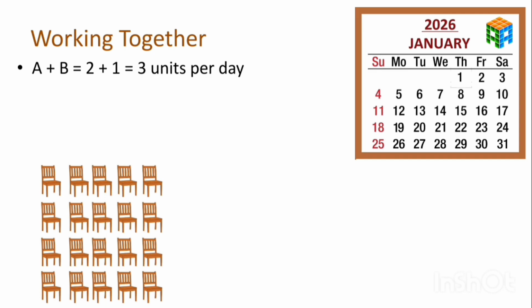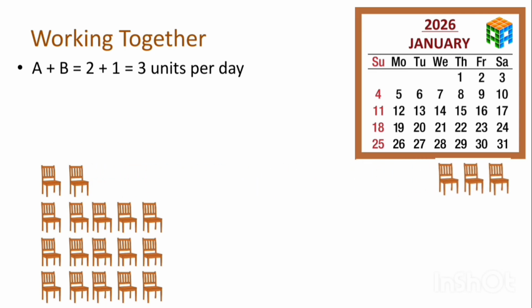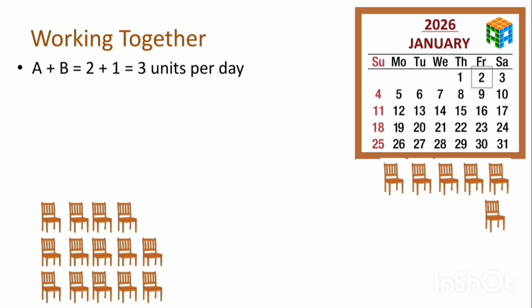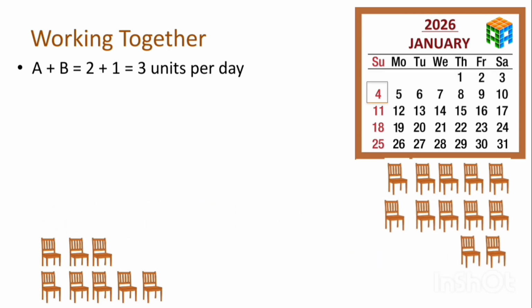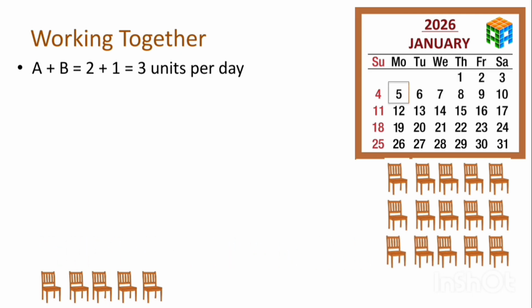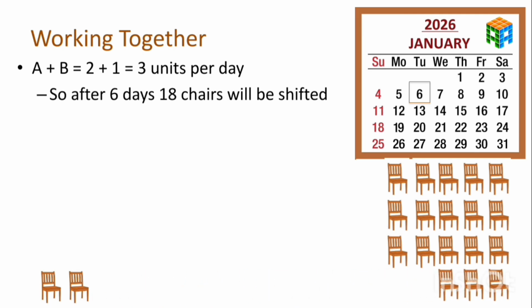On the first day, 3 chairs will be shifted. On day 2, 6 chairs will be shifted. On day 3, 9 chairs. On day 4, 12 chairs. On day 5, 15 chairs. On day 6, 18 chairs will be shifted. So after 6 days, 18 chairs will be shifted.